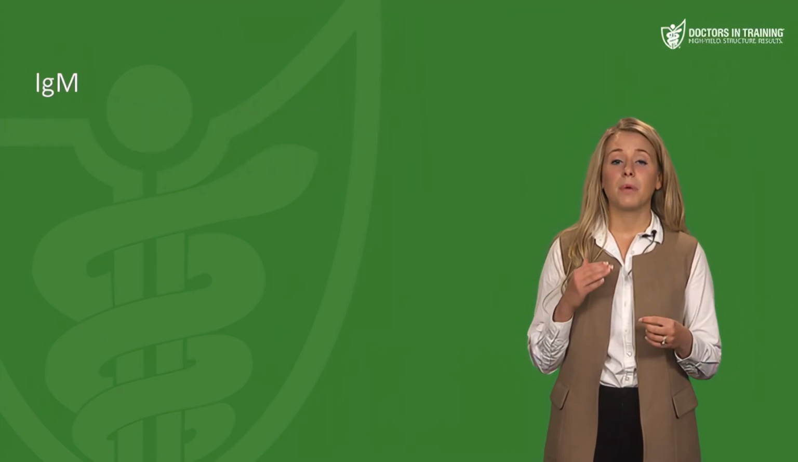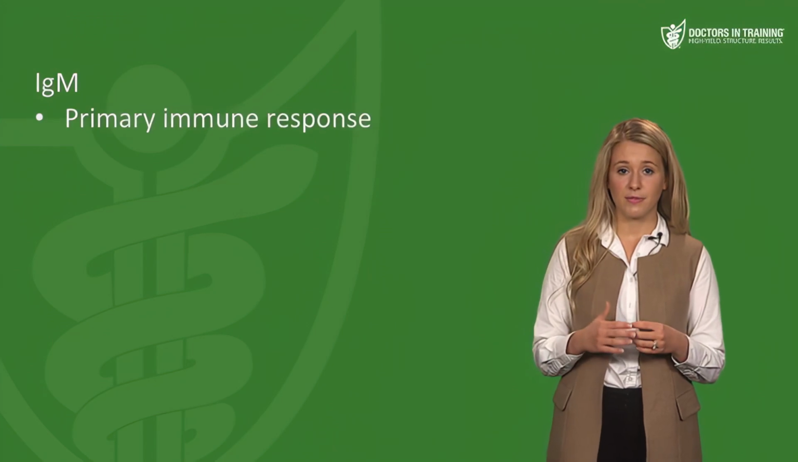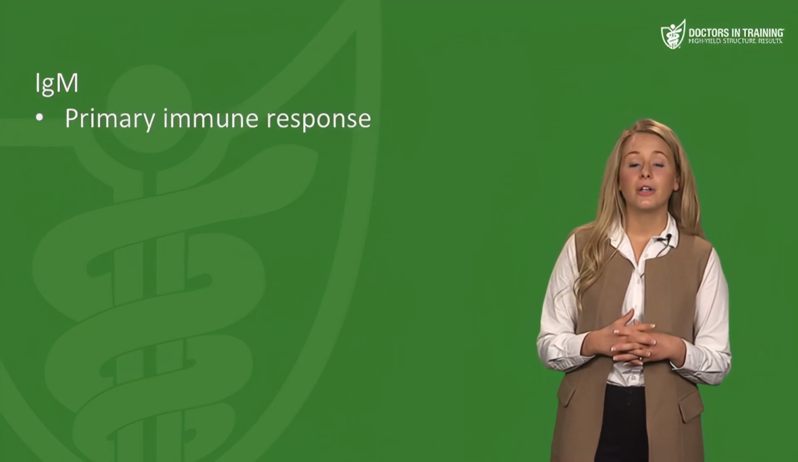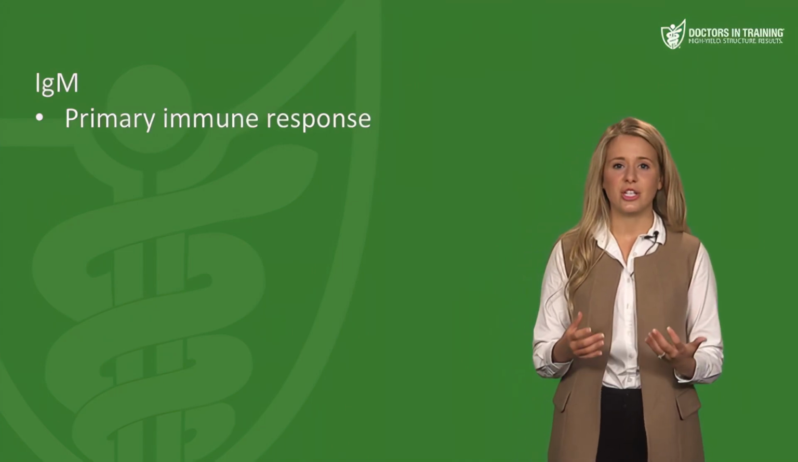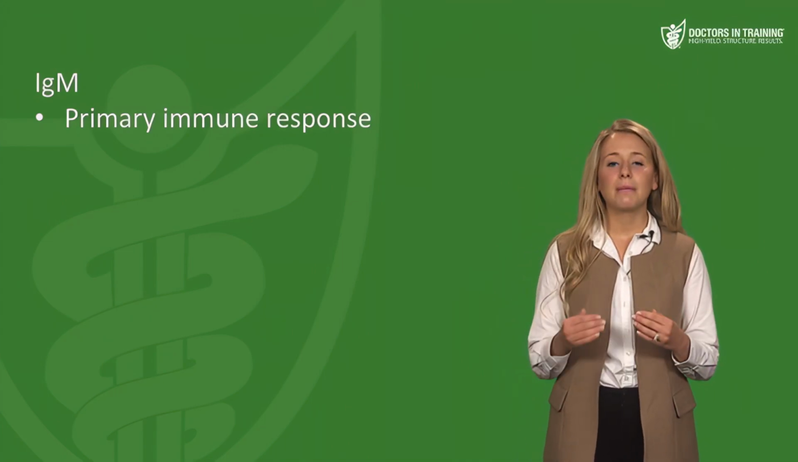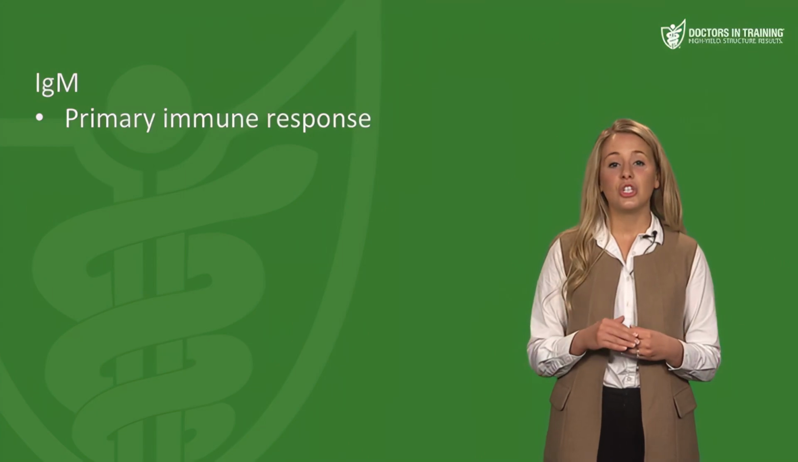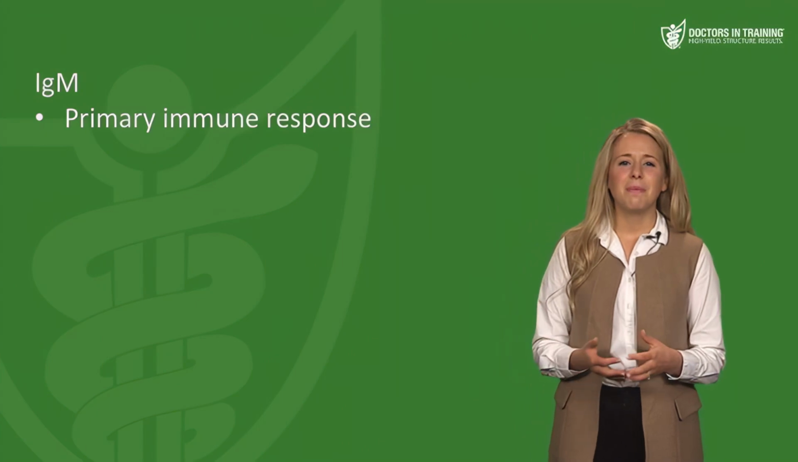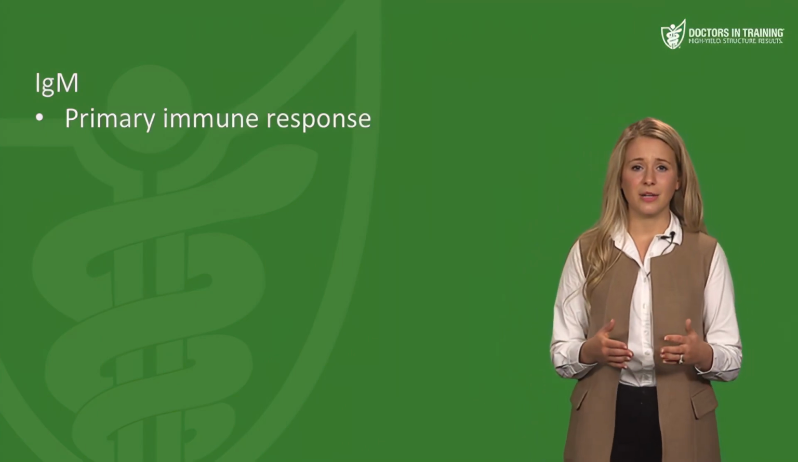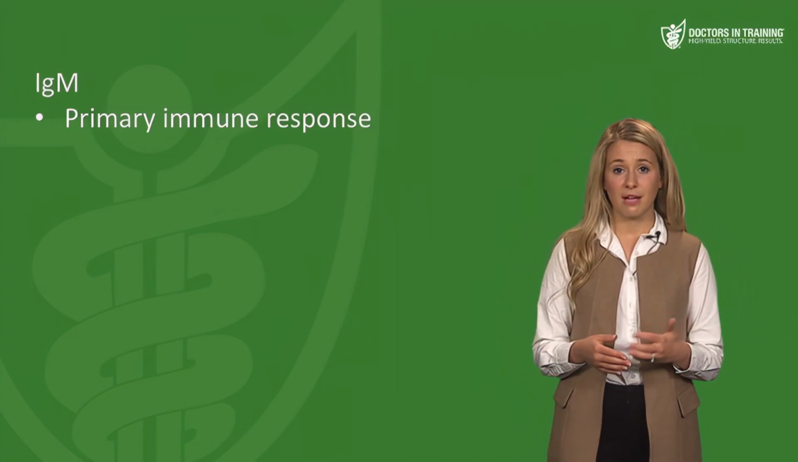IgM is a part of the primary immune response to an antigen. When you encounter an antigen for the first time, the antibodies generated are mostly IgM. IgM is the primary immune response, and IgG is the secondary immune response. So, say a patient comes in with an encephalitis-like illness, and you're worried he has West Nile virus.